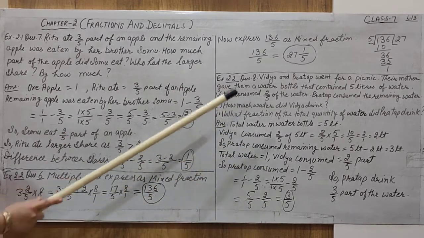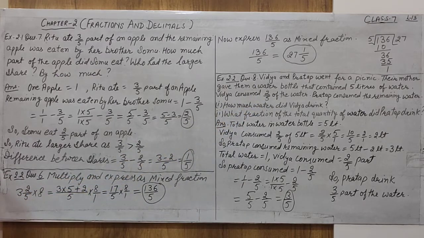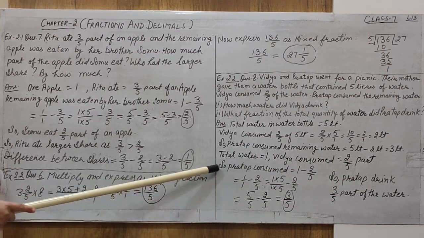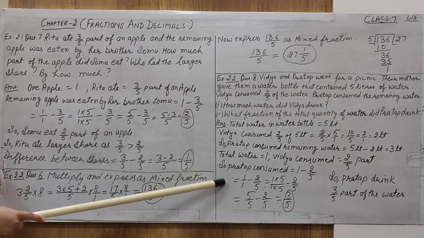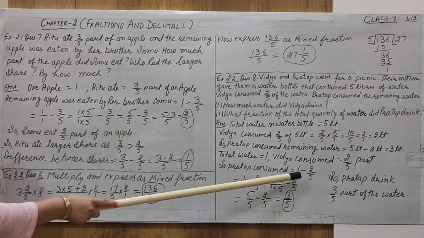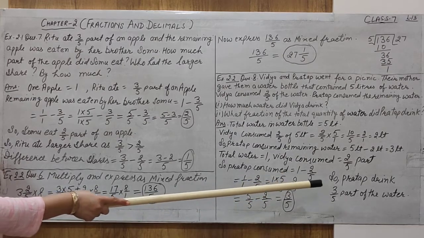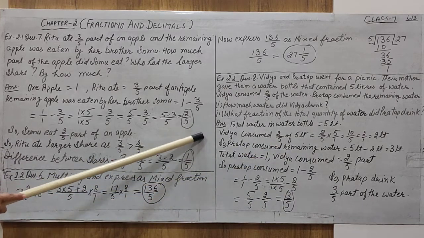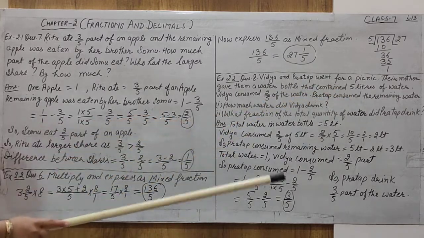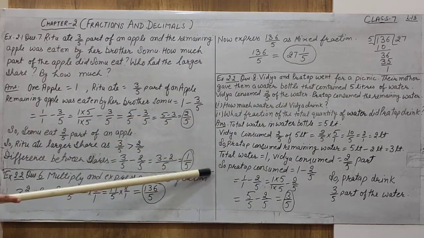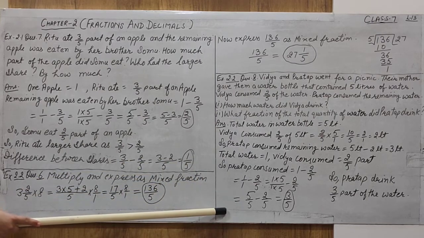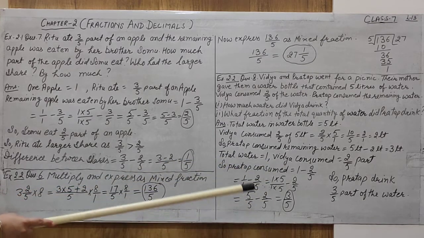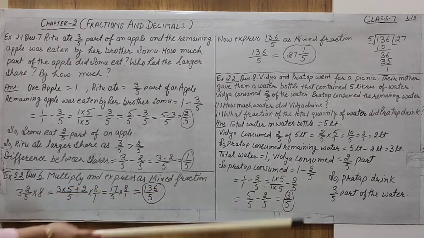Now, how much did Vidya consume in the form of the part? 2 by 5 part of the total. Alright, so Vidya consumed 2 by 5 part. So how much did Pratap consume? We can find out by subtracting Vidya's part from the total. If we subtract Vidya's part from the total part, whose part will we have? Pratap's. We found the quantities earlier, where the exact quantity was given; this is only how much part is given, that we find out with the help of this method. Alright, so total water is 1, Vidya consumed 2 by 5 part, so Pratap consumed 1 minus 2 by 5.